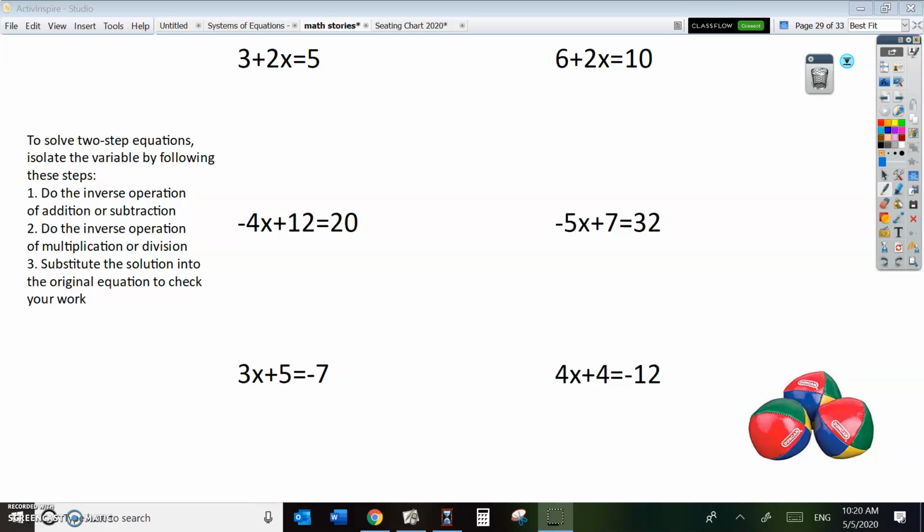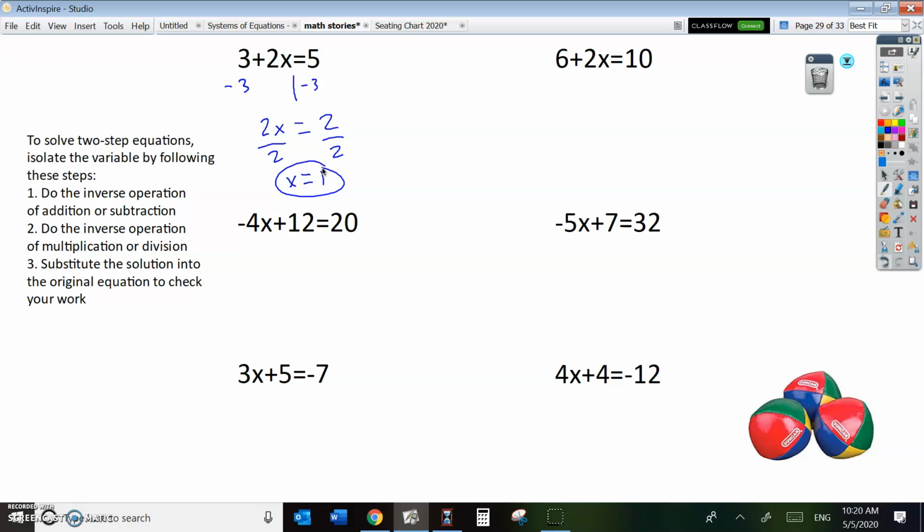So, this problem has multiplication here, so let's not do that first. Let's get rid of that 3 first. By subtracting 3 from both sides, keep it in balance, 2x equals 2. Now this is multiplication, so undo it by dividing it. X equals 1. Put 1 into the original equation.